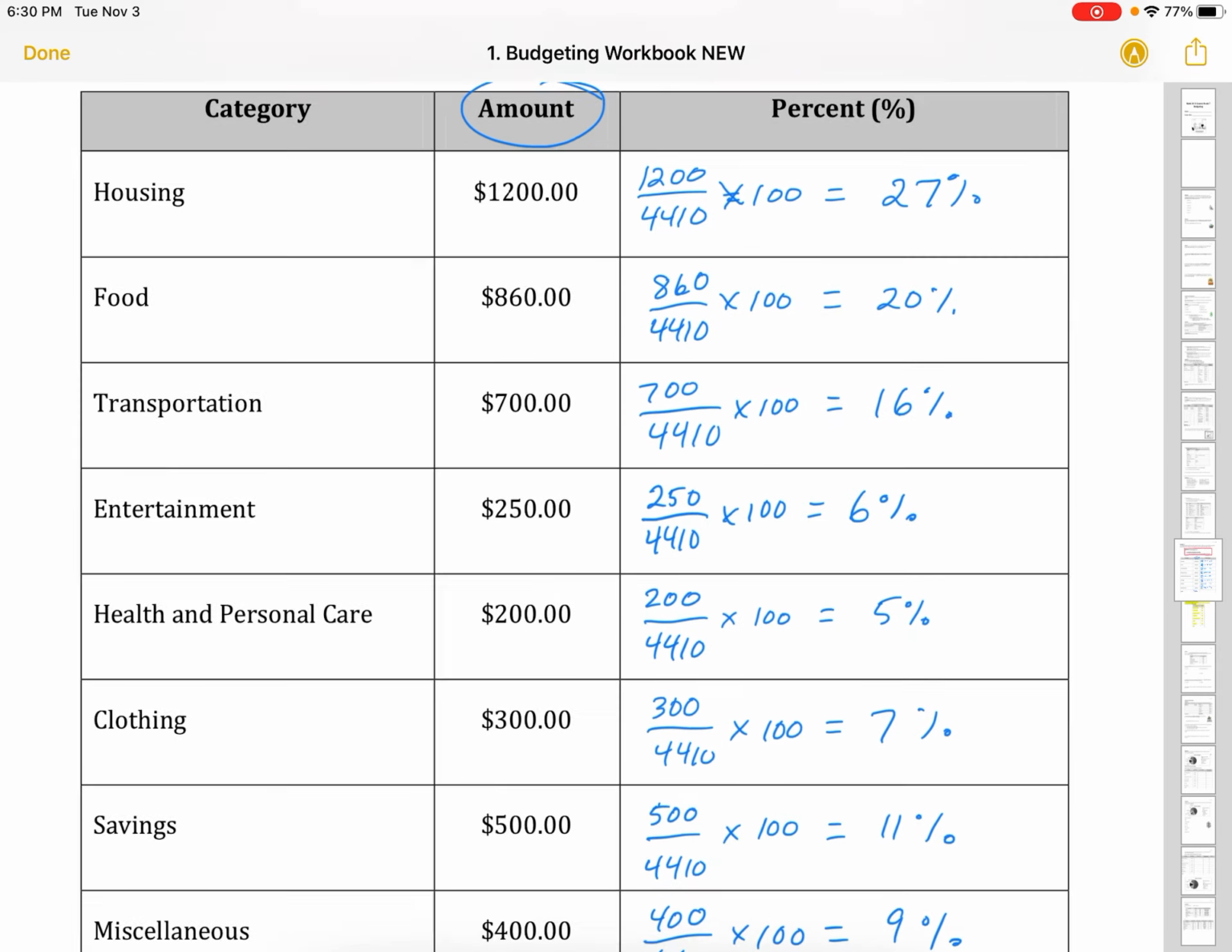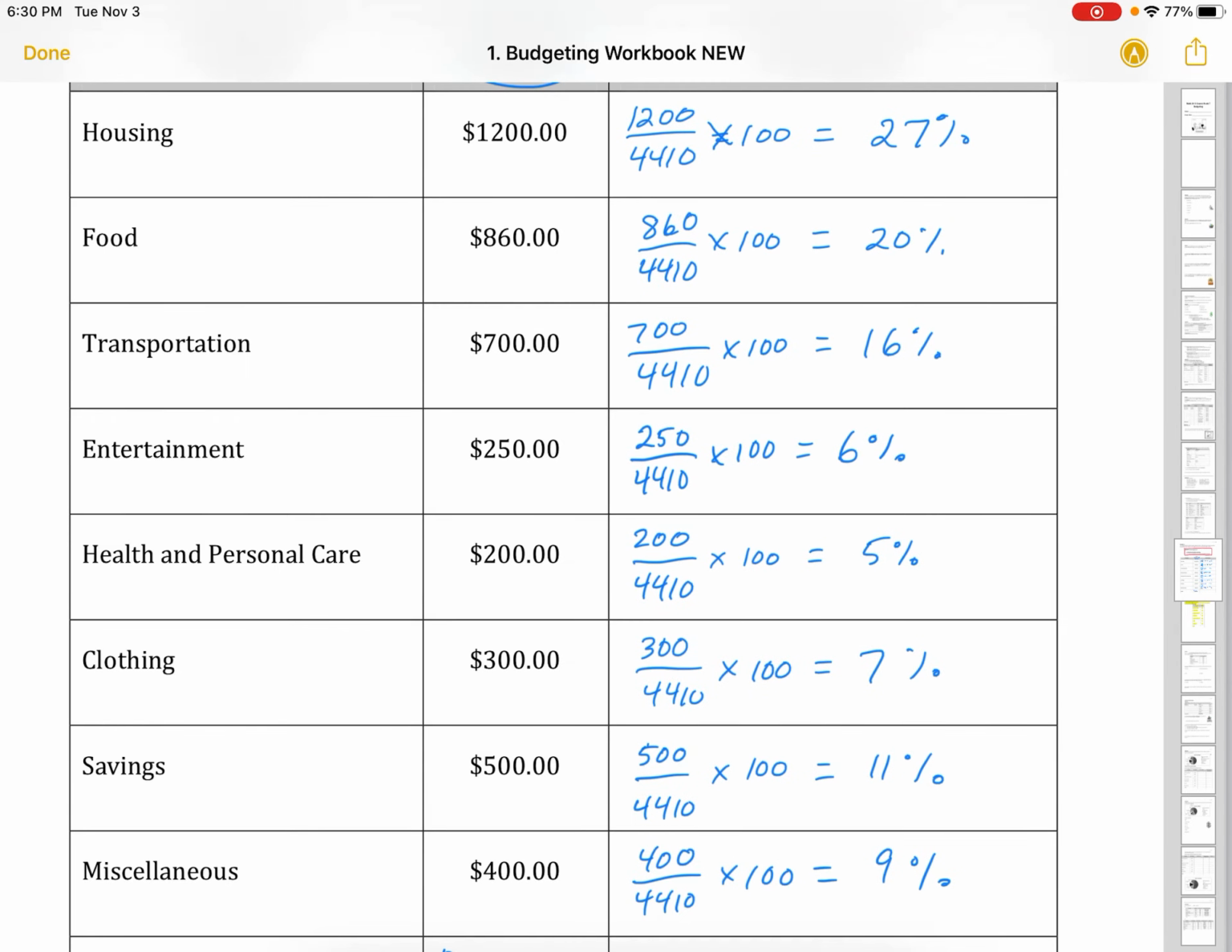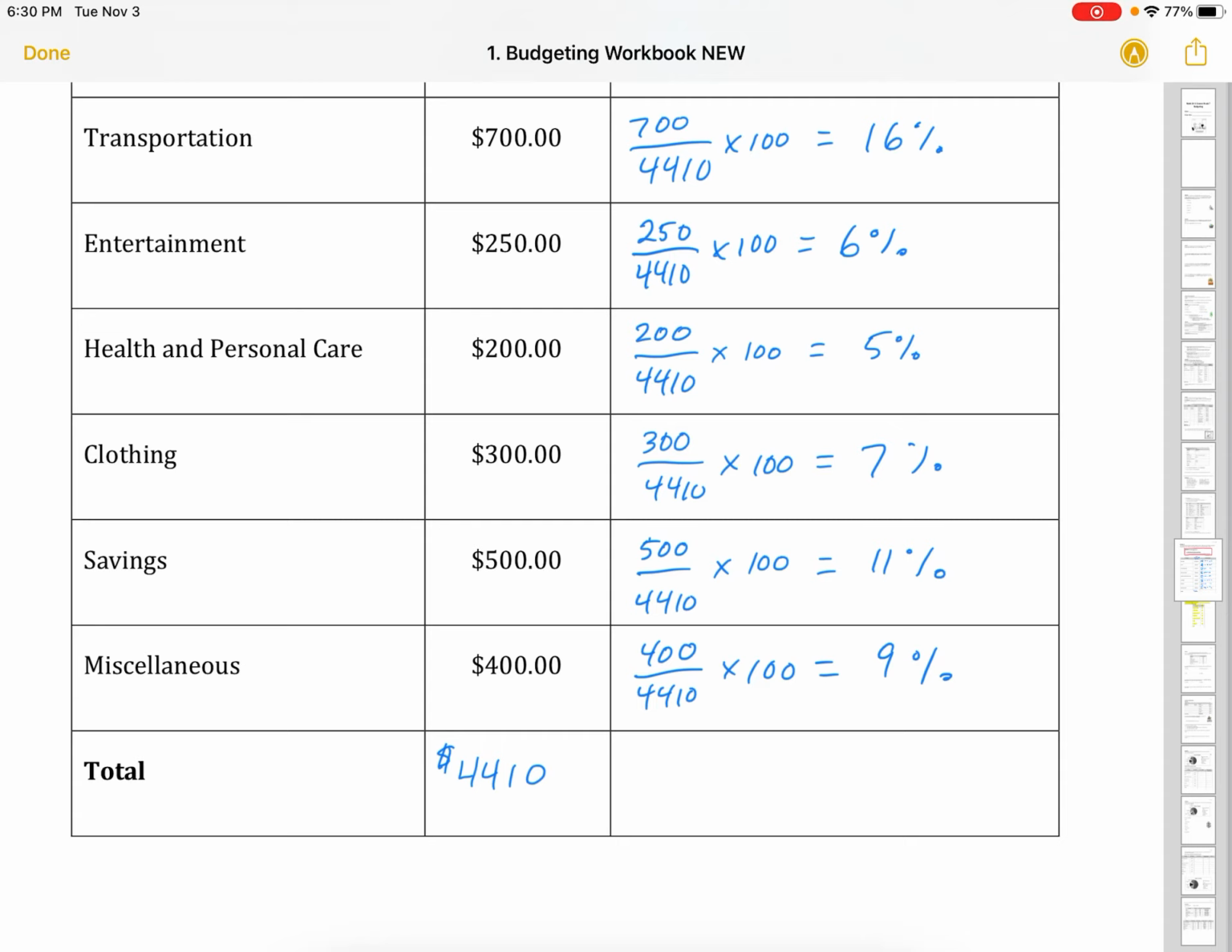Now, if you add up this column of percentages, and we're going to do that right now, there's some rounding and such, so it should add up to 100. 27 plus 20 plus 16 plus 6 plus 5 plus 7 plus 11 plus 9. Enter. Well, it adds up to 101. So there's something that got rounded up, but it's close enough. We can still put that in our graph.